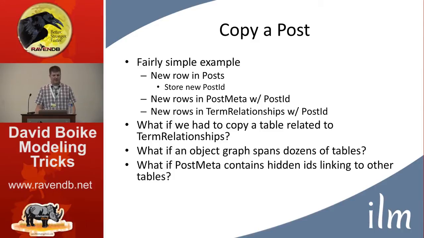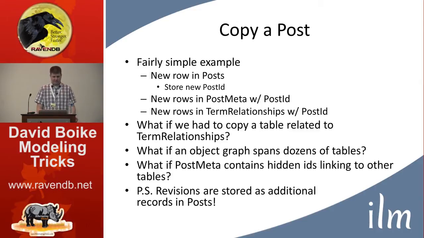What if post meta contains hidden IDs linking to other tables or other things that we have no way to know about because WordPress abused their ERD so much? P.S. Revisions are stored as additional rows in the post table. So there's a lot of stuff to try to duplicate a row or a record or a thing in any sort of SQL Server system. And of course, every time you modify that system, you'll have to go back and modify that duplicate feature too.